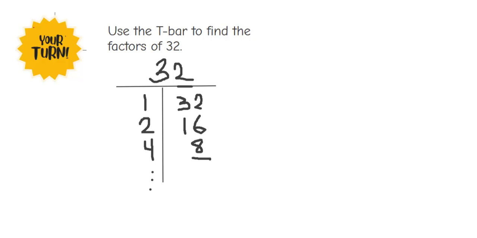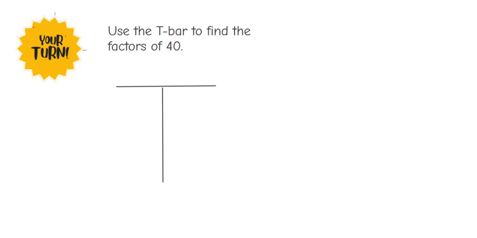How did you do with that? Probably a little bit harder without the chart. Find the factors of 40 and put them on the T-bar. Pause your video. Now this one's going to have a few more. It's a bigger number. We always start with 1 and 40. I know that 2 is a factor because it ends with 0, and that's an even number. Half of 40 is 20.